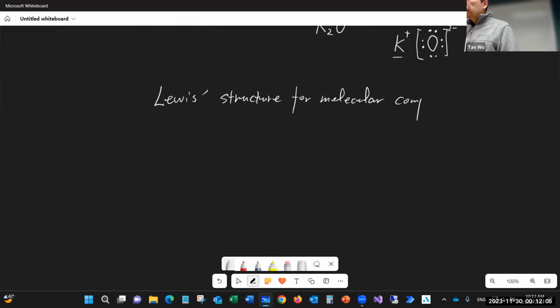Okay, so let's talk about the Lewis structure for molecular compounds. The molecular compound is very different, so we need to talk a little bit. Let me give you one example over here.